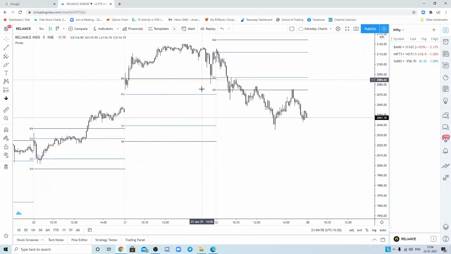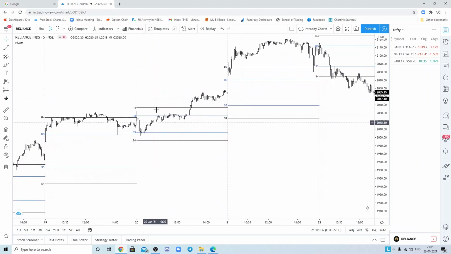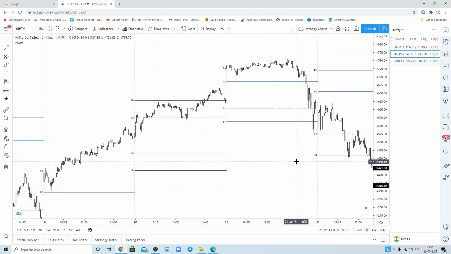But what you could see is that the Camarilla level range is too high. So what you need to identify, or search for, is Camarillas like this. Now let us see in Nifty how this is working.